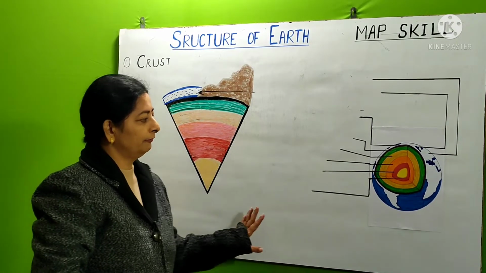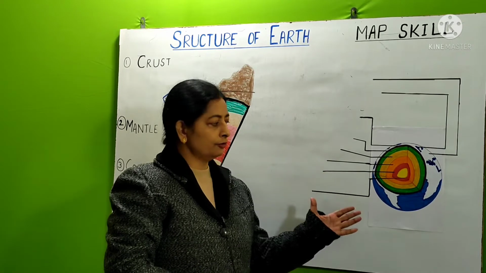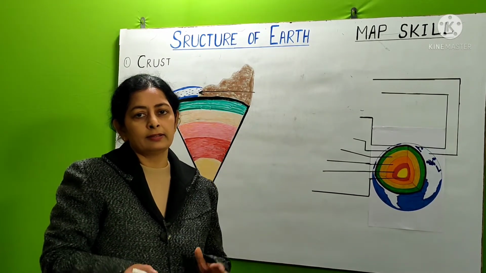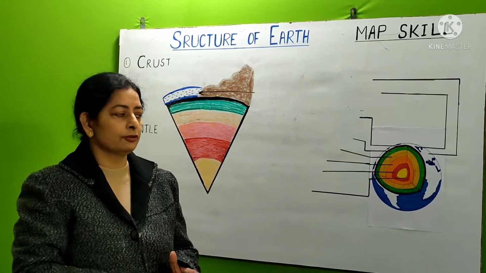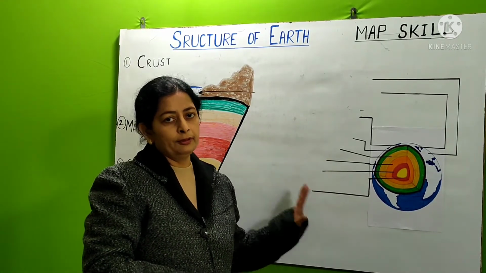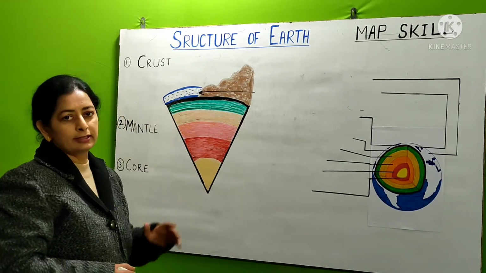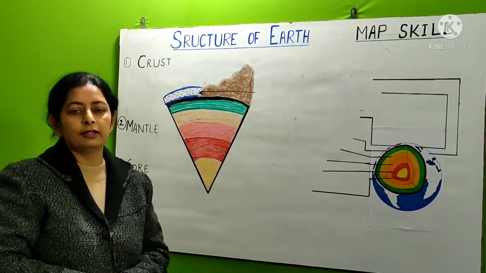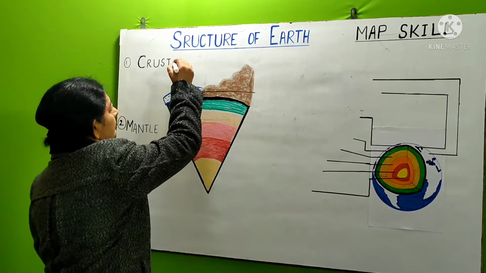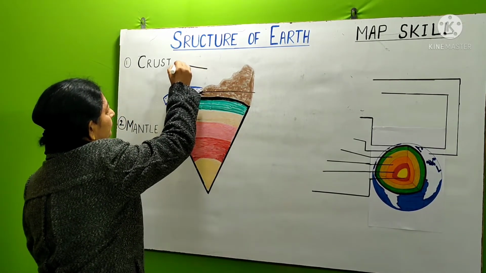Now you have been given a map. This shows the interior of the earth. You are asked to point some features like the different layers of the earth on this map. So let us start with the first layer, crust. Crust is the topmost layer of the earth structure. But it is again divided into two.